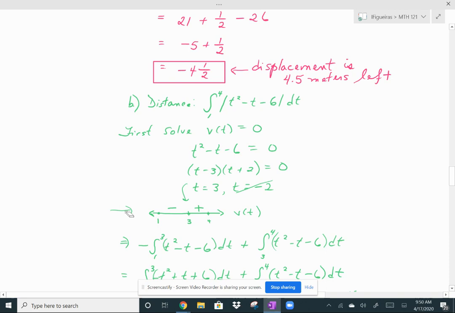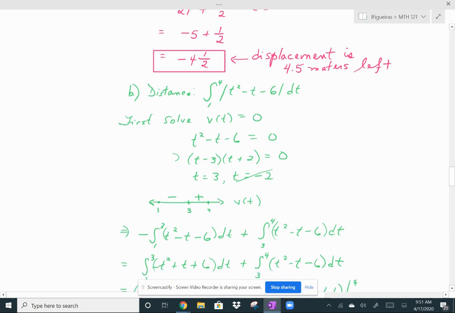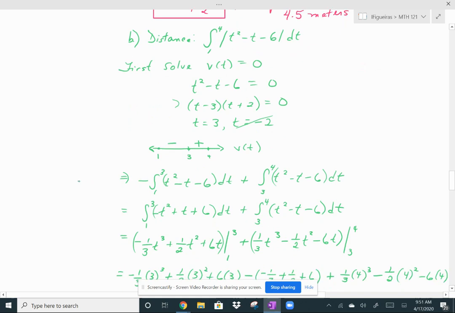If you plug in a number between 1 and 3 into your velocity function, you get a negative result. And if you plug in something between 3 and 4, like 3.5, you get a positive result. So that means that I'm going to split up my integral into 2 separate integrals, one from 1 to 3, and the other one from 3 to 4, because the behavior of the function is different to the left and right of 3.